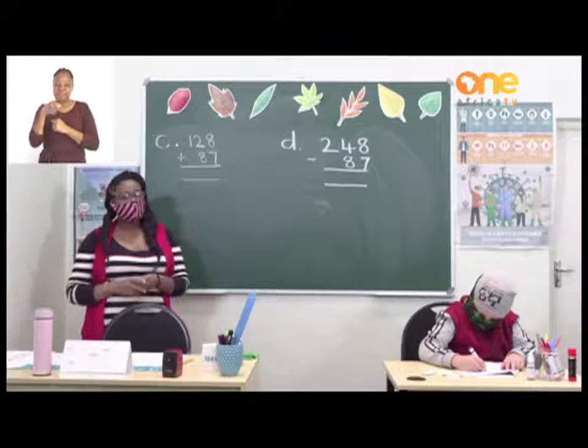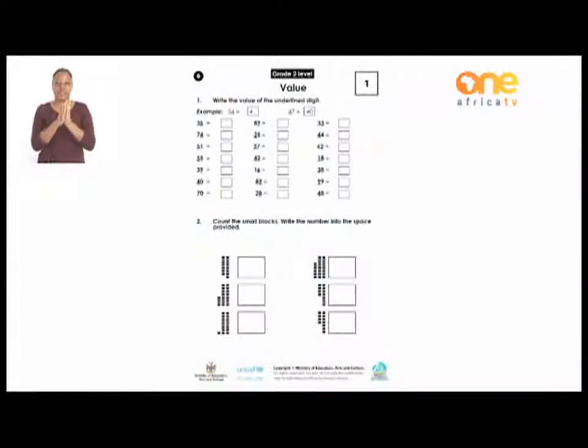Now let's take a look at the exercise on page 6. For page 6, our exercise is about value. Number 1, we'll be talking about value. Now remember, it's different from place value, where we are dealing with tens and units. Value, we are dealing with numbers and digits. And the instruction is, write the value of the underlined digit.